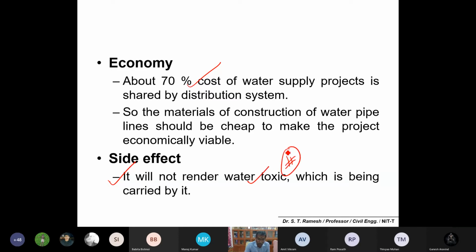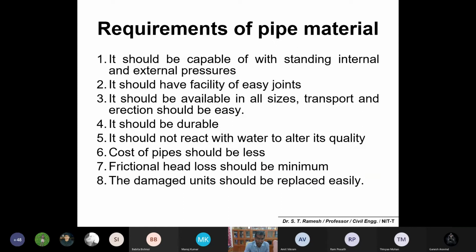Please make a note on it. You should not have any side effects on the water being carried by the particular conveyance system. Let me repeat again.